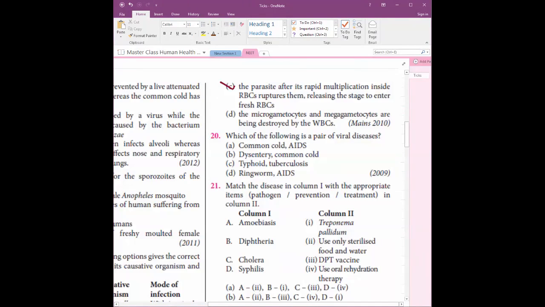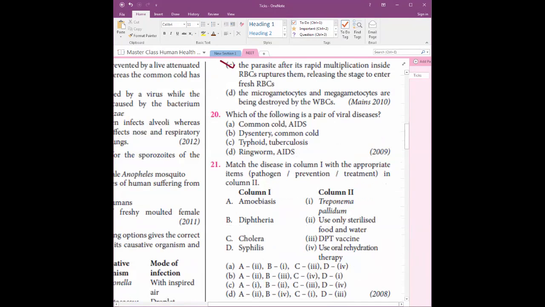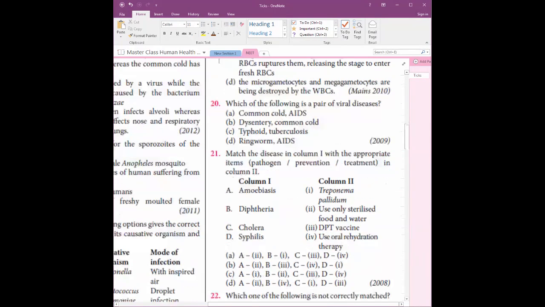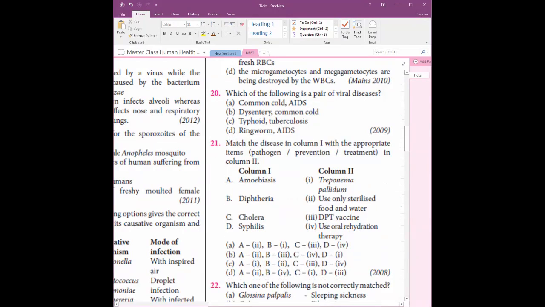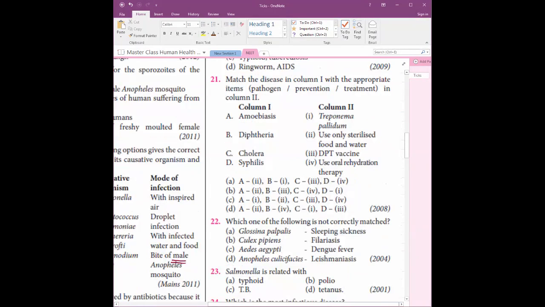Yes. Okay, guys, next thing: which of the following is a pair of viral diseases? What do you think? Very nice. Mukta is right. Waiting for the others. Himanshu is also right. Parnavi is right. Sneha Singh is also right. Yes, what is it? Common cold and AIDS. Okay, next one, guys. Match the disease in column 1 with the appropriate items in column B. So let's try to see, guys.